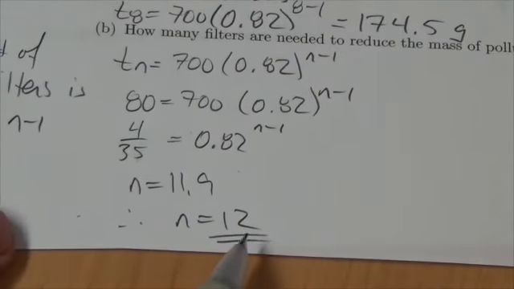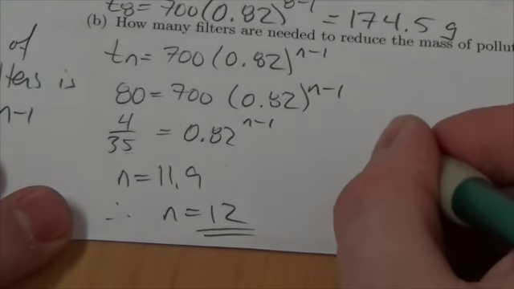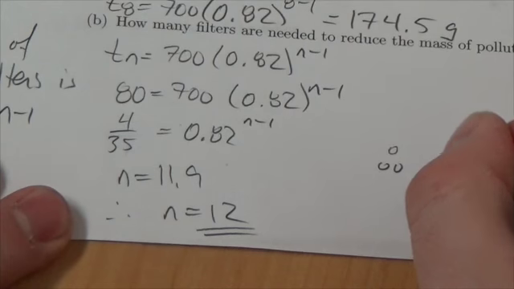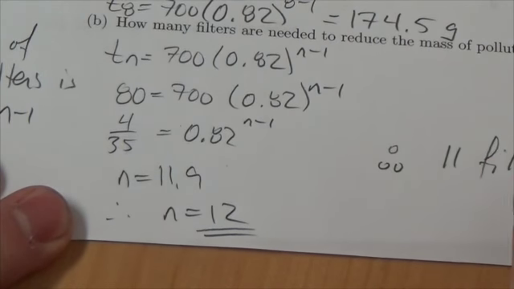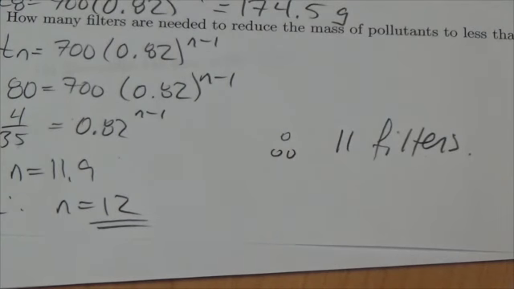But remember that the number of filters is n minus 1. Therefore, we're talking about 11 filters total to get to a point where we're less than 80. And again, that's because the first term out of these 12 terms in this sequence represents no filter being used at all.